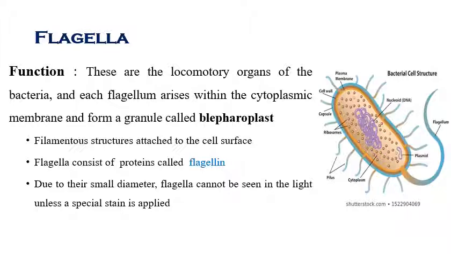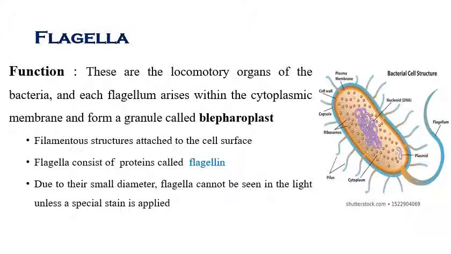The flagellum arises from the cytoplasmic membrane and forms a granule called blepharoplast. Otherwise we can say the blepharoplast gives stability in the cytoplasmic membrane where the flagellum arises. So this blepharoplast is like the holding point from which the flagellum arises from the cytoplasmic membrane. We will see a few important things about flagella.